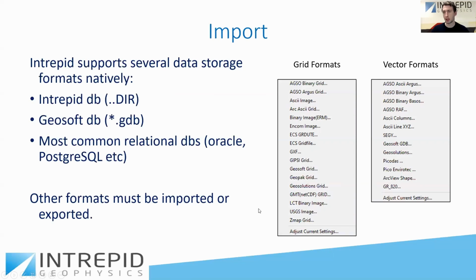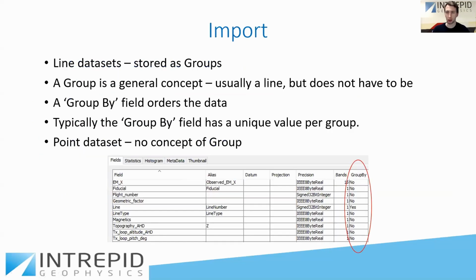Other formats will need to be exported or imported into Intrepid. Any line data sets that you import into Intrepid will be stored as a group. And it's a general concept, usually aligned, but it doesn't have to be in lines. You can have like polygons or I guess anything you can think of really, but generally we use it for lines. And the group by field orders the data by that field. And it should have a unique value per group.